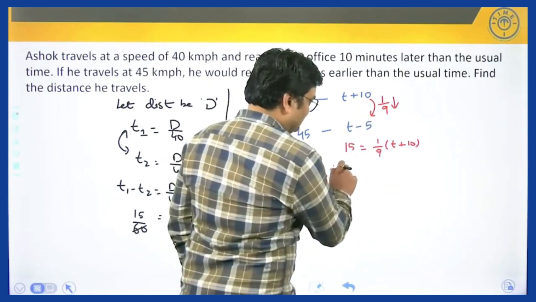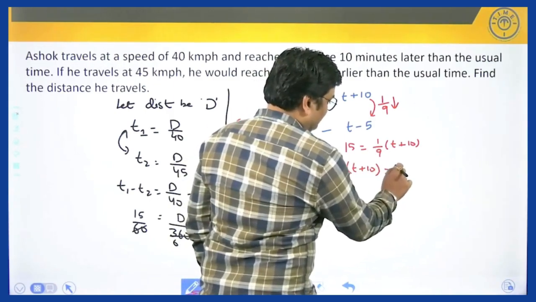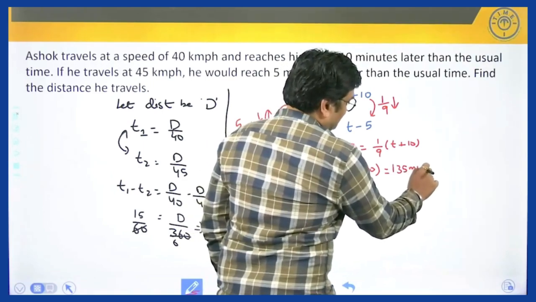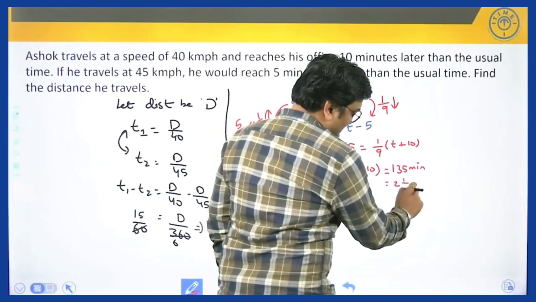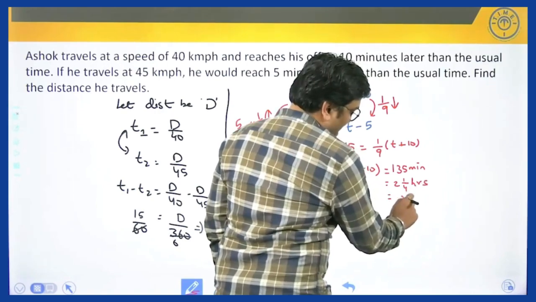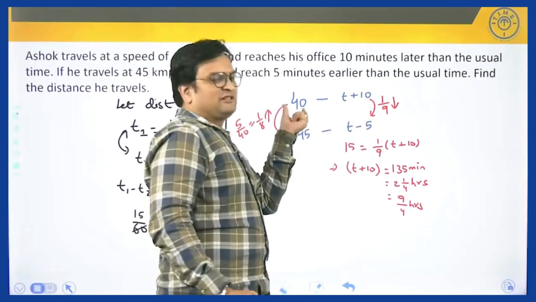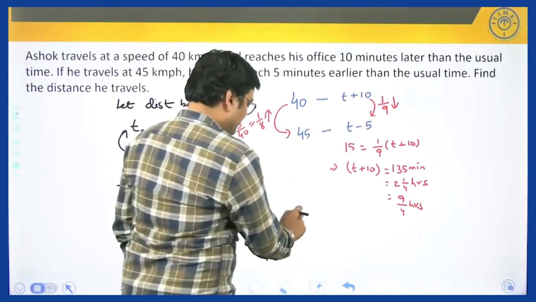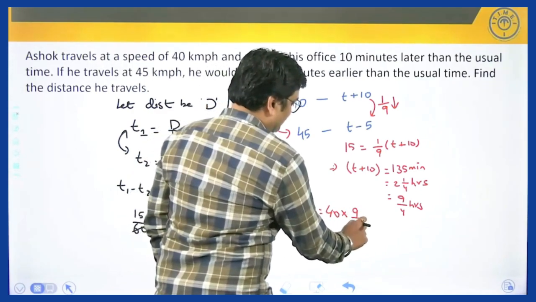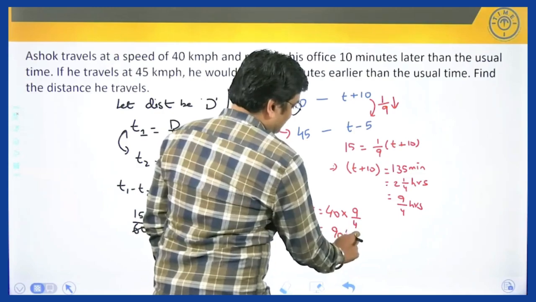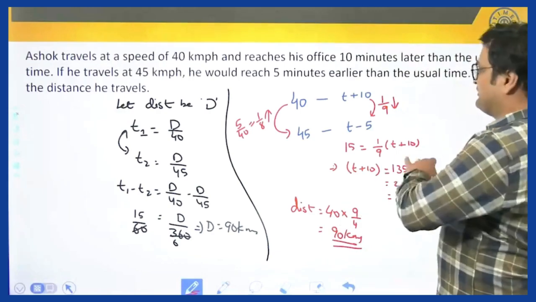So when you solve it, you will get the value of t as what? T plus 10 as what? Sorry, not t, but t plus 10 will be 135 minutes. Now 135 minutes is nothing but 2 hours and 15 minutes. So 2 1/4 hours, which is nothing but 9/4 hours. So we know the time in this case, and you also know the speed. Just multiply the two, you will get the distance. So distance will be nothing but 40 into 9/4 kilometers, which is nothing but 90 kilometers. So these are the two ways in which you can go about solving it.